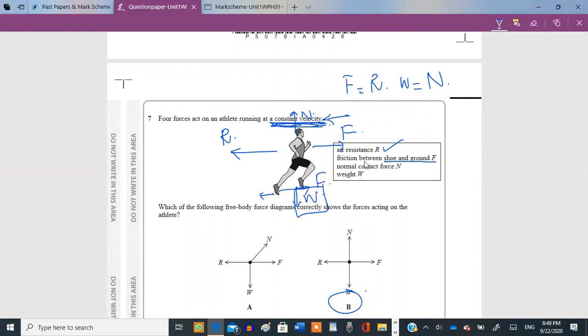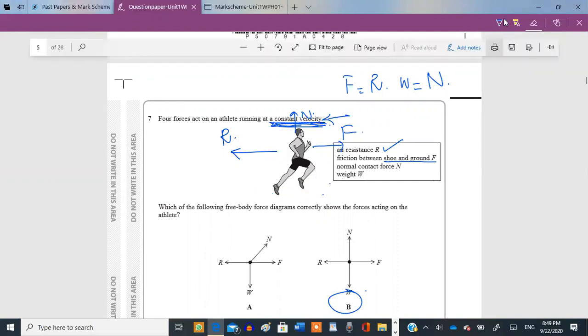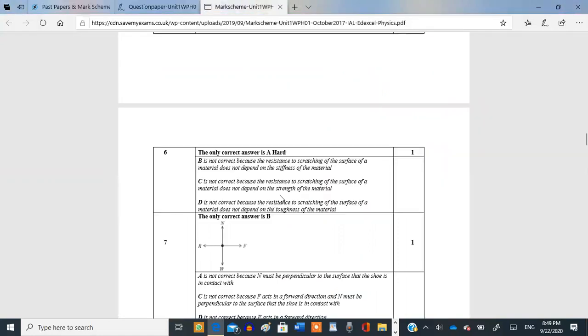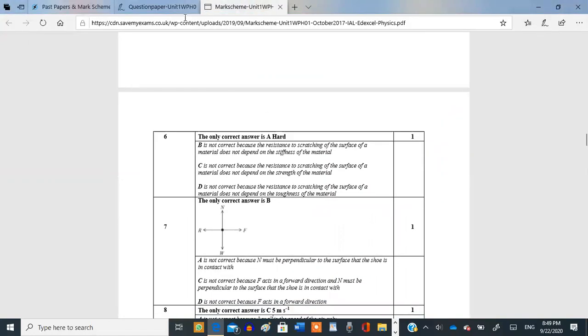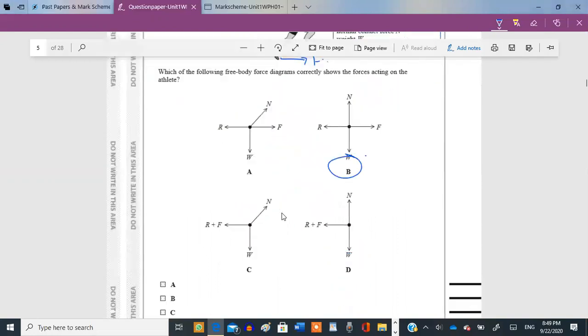Wait, why? Because the shoe, look at the foot of this person. The foot is going back. So friction always acts against motion. Friction has to act forward. Oh, okay, this is a tricky one. That's the answer. Okay, it's B.